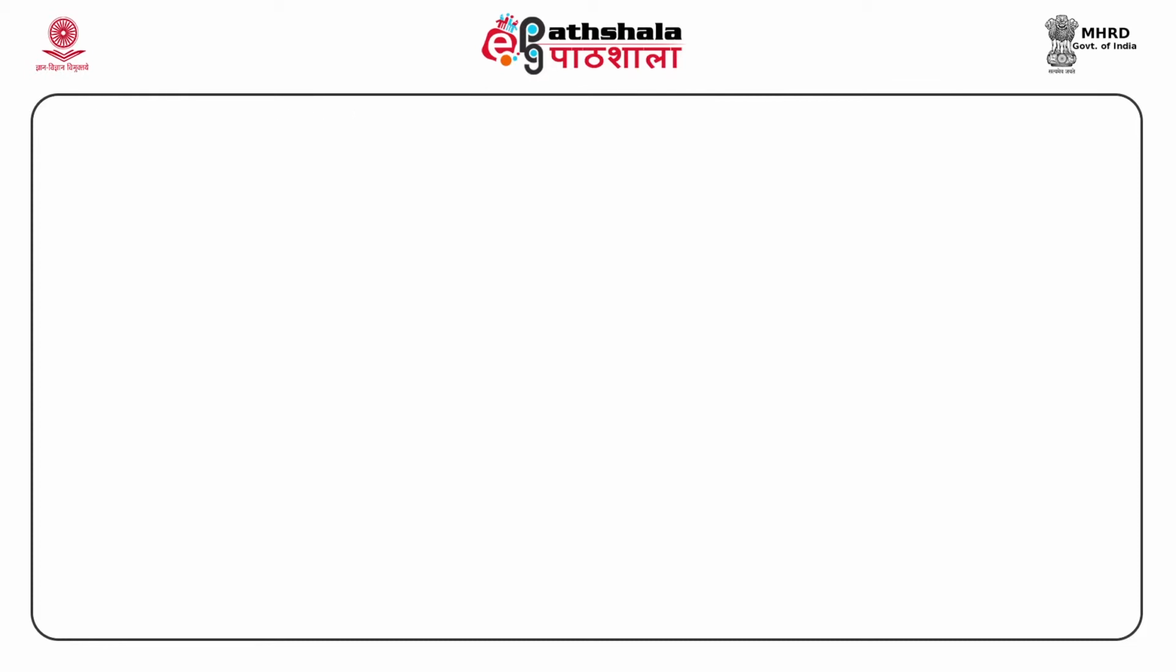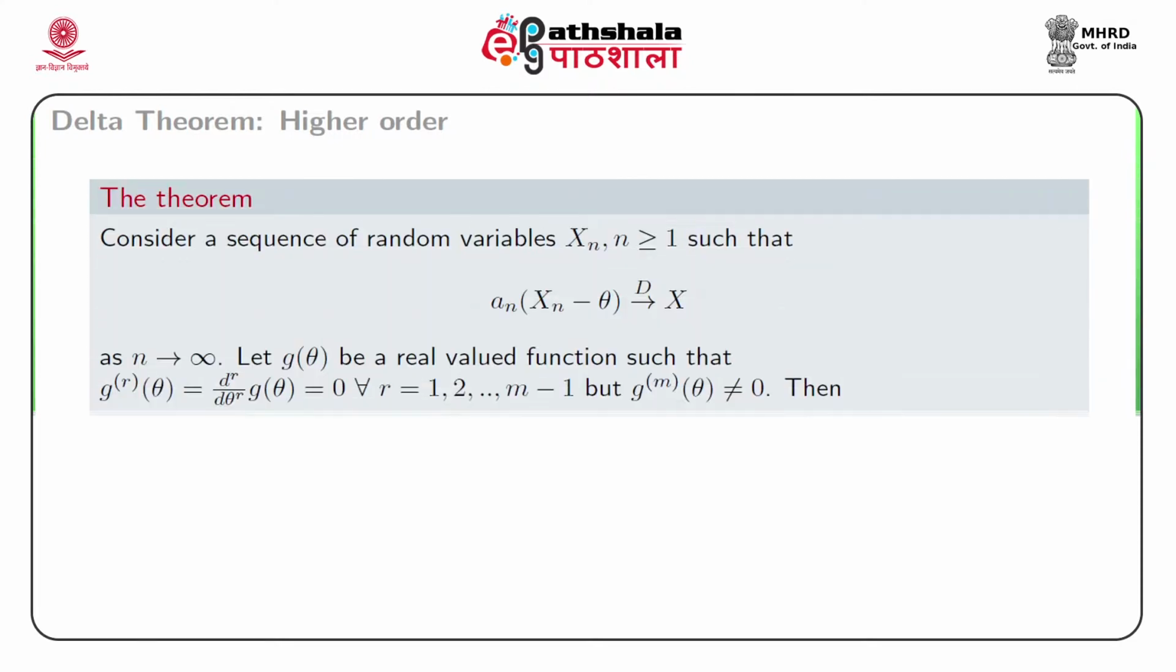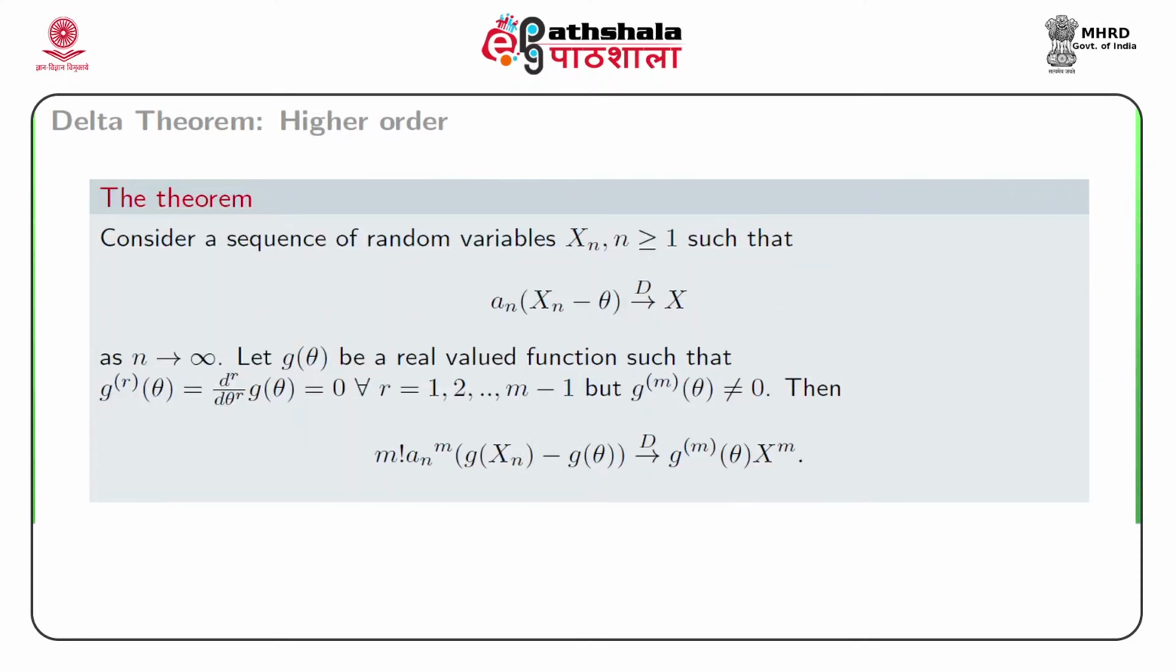Next we shall extend our delta theorem for higher order in case of general scaling factors. Consider a sequence of random variables X_n such that a_n multiplied by (X_n minus θ) converges in distribution to X as n tends to infinity, and let g(θ) be a real valued function such that the derivatives of g at θ up to order m minus 1 are all 0, but the mth order derivative of g at θ is not equal to 0.